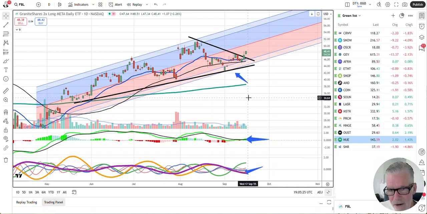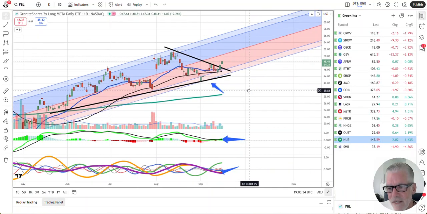You could buy it right now. I would put a stop below the 21 and yesterday's low, trail up from there. Your first target is going to be 52, but I don't think it's going to stop there. I think this is going to hit all-time highs.